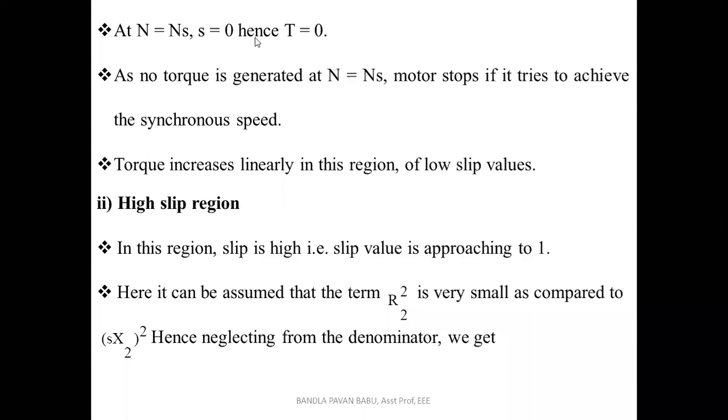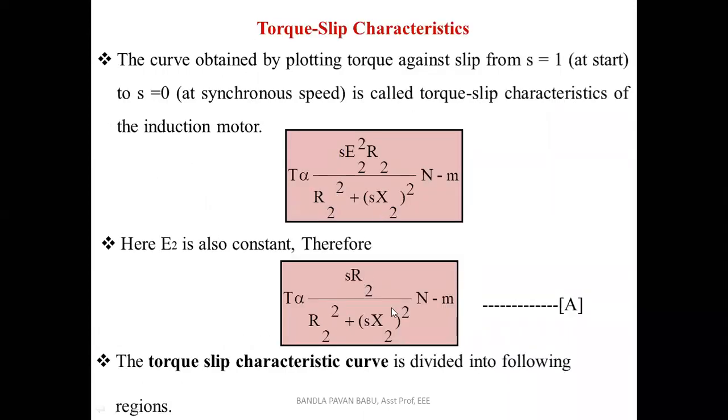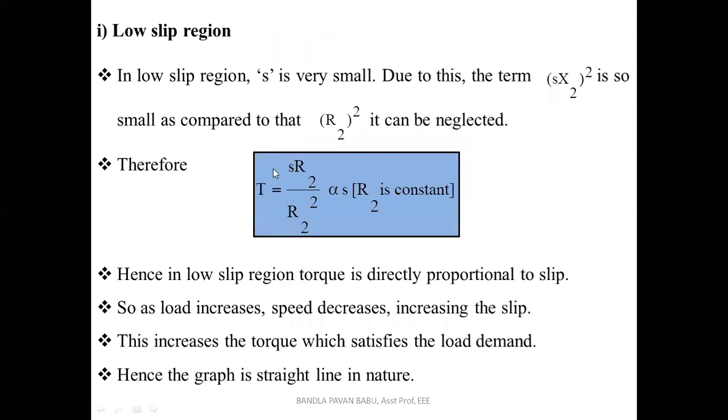Next region is the high slip region. Before that, the medium slip region is not mentioned here, but basically T is proportional to s into, so look at this equation. Here all the terms are considered. That is the medium region, so no need to discuss it in detail, but that is the actual motor condition. Here s has a certain medium value, so it runs in a normal mode of operation. Only these two regions are highlighted here, the low slip region and the high slip region.